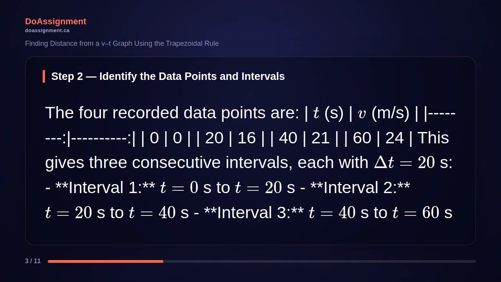We have 4 data points: time 0 with 0 velocity, time 20 seconds with 16 meters per second, time 40 seconds with 21 meters per second, and time 60 seconds with 24 meters per second. This creates 3 equal intervals, each spanning 20 seconds.